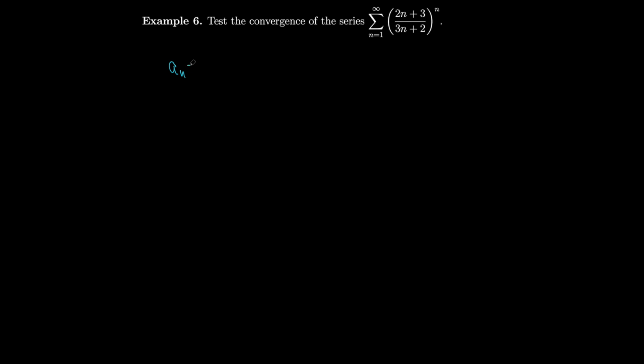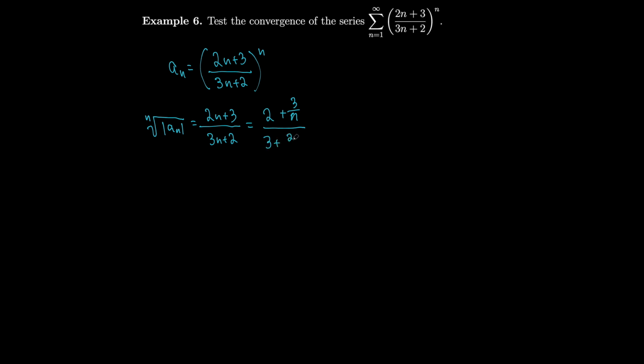So we have a_n equal to (2n plus 3 over 3n plus 2) to the n. So the nth root is super nice. It's just going to be 2n plus 3 over 3n plus 2 without our exponent. So we can divide the numerator and denominator by n. We get 2 plus 3 over n over 3 plus 2 over n. And it looks like as we go to infinity, these guys go to 0. So our limit is going to be 2/3, which is smaller than 1. So that means that our series is absolutely convergent by the ratio test.